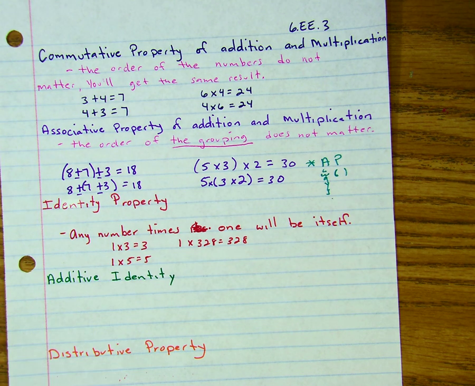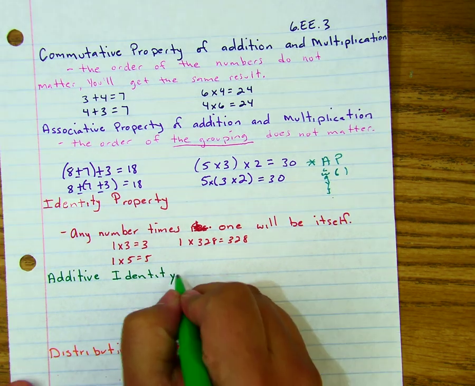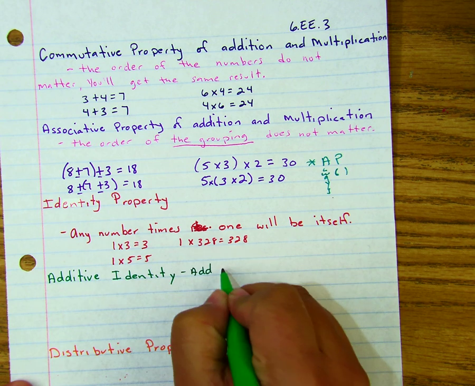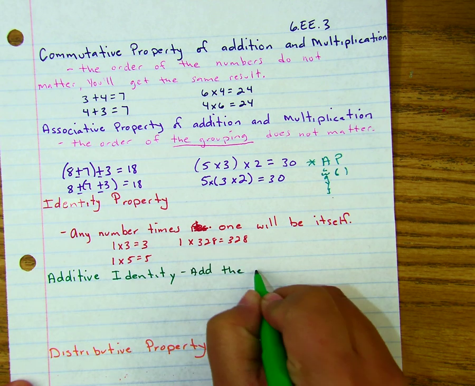Okay. The additive identity. Again, this is something that we learned at a very young age, earlier in our math careers. And that's basically saying that adding 0 to any number won't change it. Okay, so adding 0, adding the number 0.